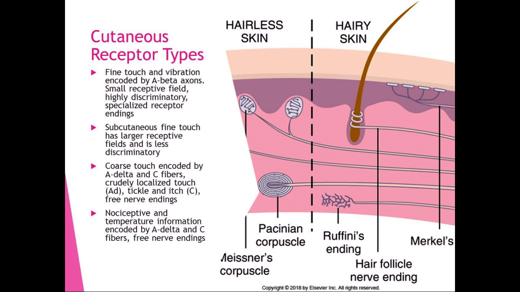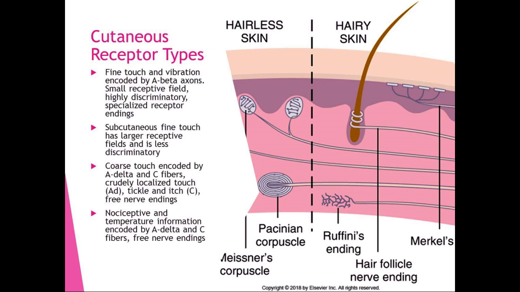Subcutaneous fine touch has a larger receptive field and is less discriminatory. Fine touch and vibration is what you can feel running your finger lightly along your skin. With fine touch, you can feel it. With subcutaneous, it's like in the area, but you're not exactly sure where.